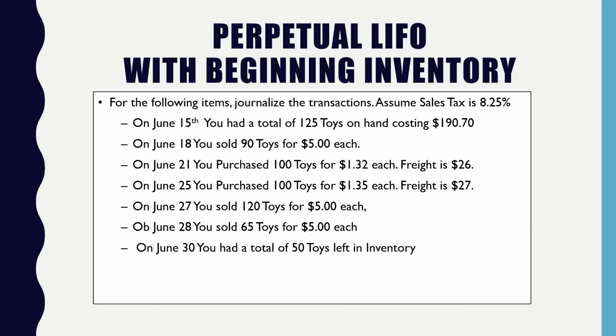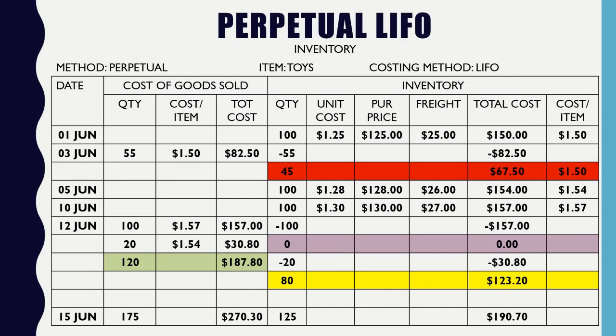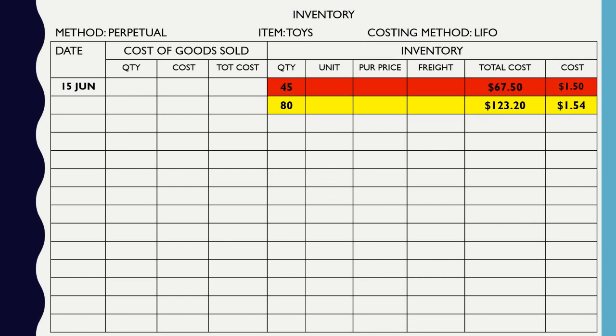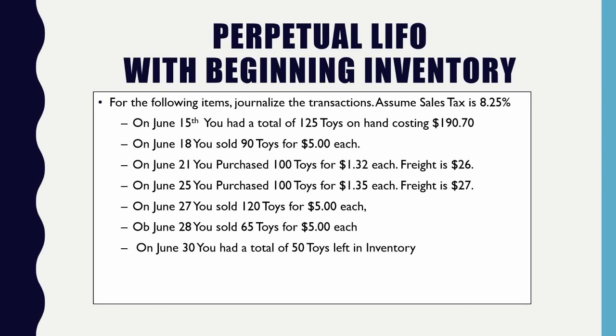So then, when we have beginning inventory, the same thing's going to happen once again. Whatever I have from my previous batch, which is my red batch of 45 and my yellow batch at 80, I'm going to transfer that information right over into my new inventory worksheet. So here I have 2 batches, and the next time I sell something, I'm always going to associate the last batch that I've purchased. Okay, so here I transfer my beginning balance right here. And then now I'm going to go ahead and look at my scenario.